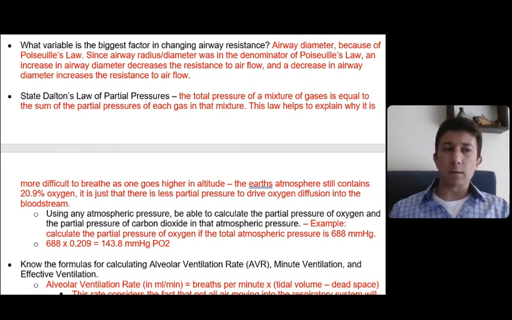But on the other hand, a decrease in airway diameter will correspond to an increase in the resistance to airflow, because anytime that radius or diameter number gets smaller and it's in the denominator of an equation like that, then the resistance is going to get higher compared to when that diameter or radius is bigger.